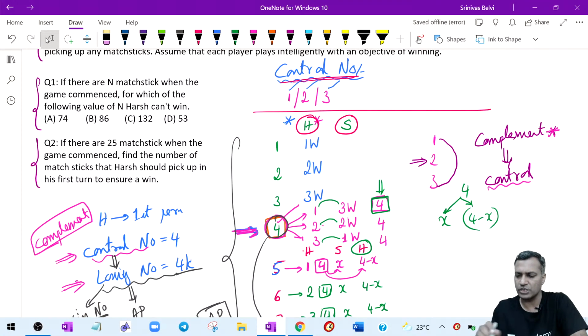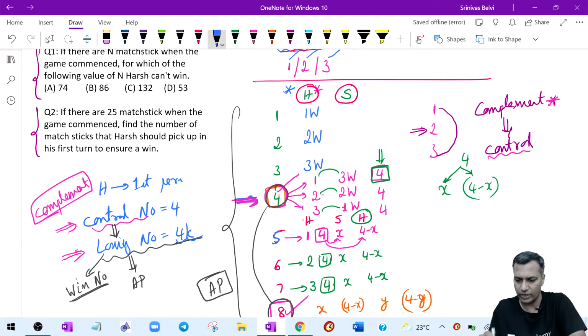Therefore, the questions come pretty easy and straightforward, as most of you already answered. If there are n matchsticks when the game commenced, for which of the following values of n can Harsh not win? It's very clear Harsh can't win because the losing number is of the form 4k. Rest of them are all fine. 74 is not 4k. 86 is not 4k. 53 is not 4k. Only 132 is 4k. Therefore, he loses there.